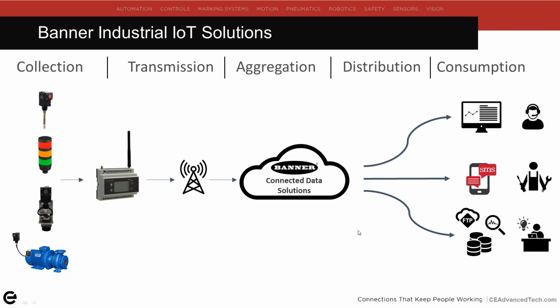DXM controller then connects to the Banner Connected Data Solutions, and then you get out of the Banner Connected Data Solutions that data that we want. One thing I want to stress is that this DXM, we have other methods for getting data into the DXM. So it would not have to be strictly Banner data that we bring in. And that's critical so that you can actually collect more than just those individual sensors.